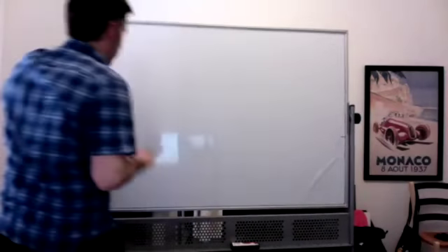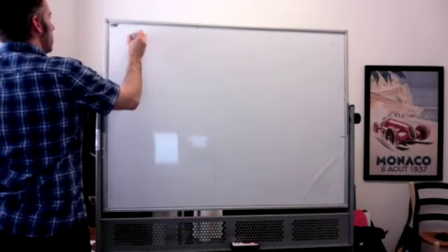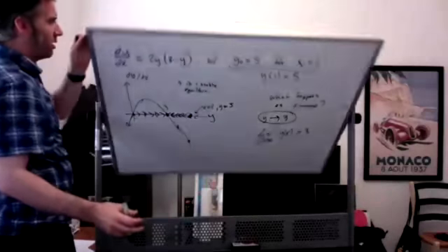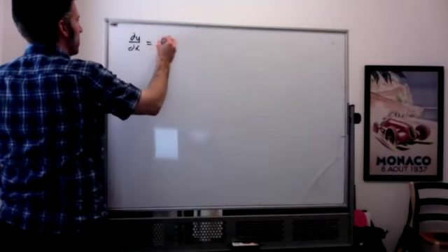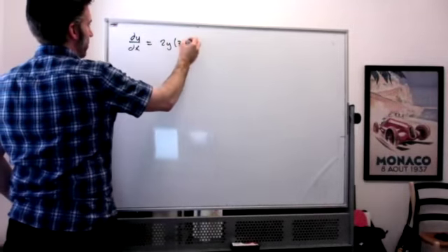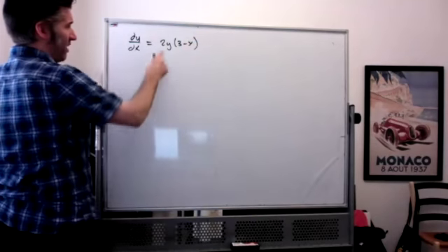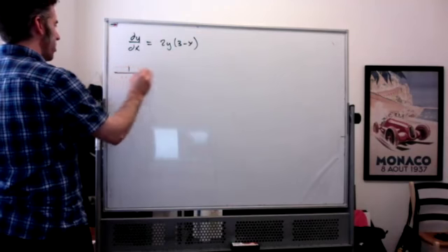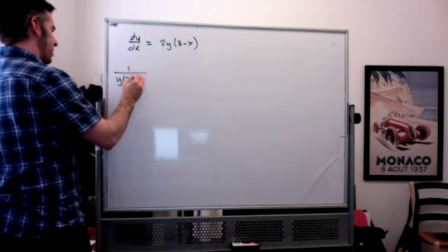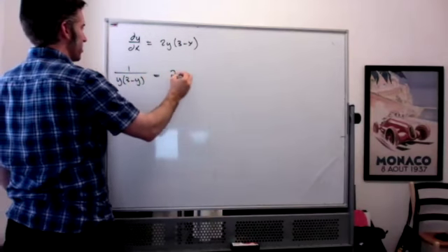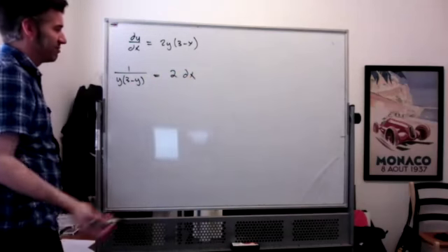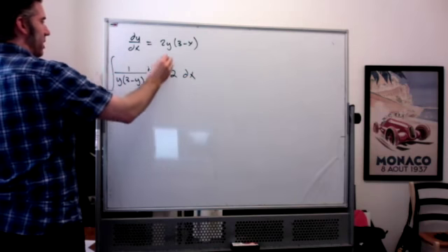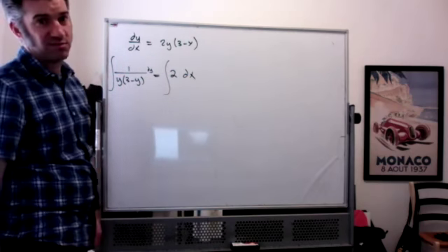So let's see. We're trying to answer the question dy/dx equal to 2y times (3 minus y). So again, separating our variables, divide both sides by y times (3 minus y). So 1 over y times (3 minus y) dy equals 2 dx. I don't forget the dy over here, sorry. Integrate both sides. Partial fractions.